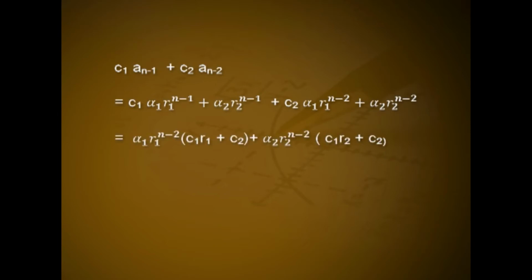From these equations, we see that C1 into An minus 1 plus C2 into An minus 2 is equal to C1 into alpha 1 into R1 raised to n minus 1 plus alpha 2 into R2 raised to n minus 1, plus C2 into alpha 1 into R1 raised to n minus 2 plus alpha 2 into R2 raised to n minus 2, is equal to alpha 1 into R1 raised to n minus 2 into C1 R1 plus C2, plus alpha 2 into R2 raised to n minus 2 into C1 R2 plus C2, which is equal to alpha 1 into R1 raised to n plus alpha 2 into R2 raised to n, and is equal to An.